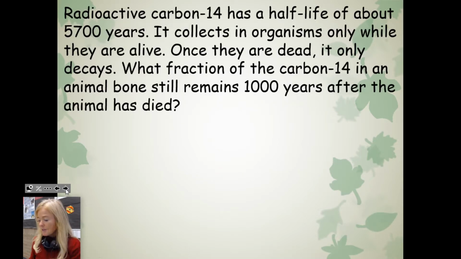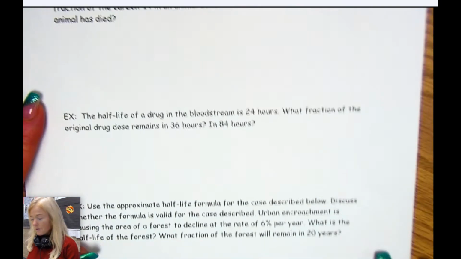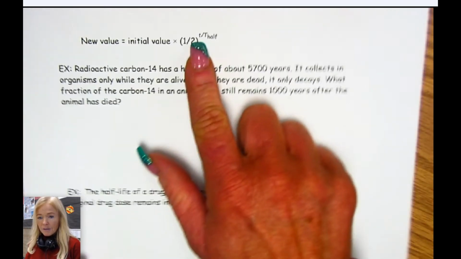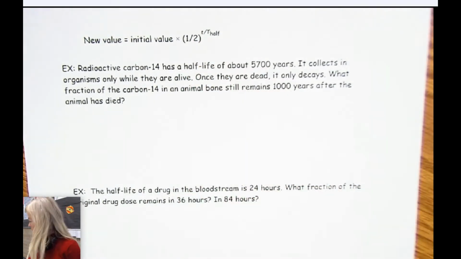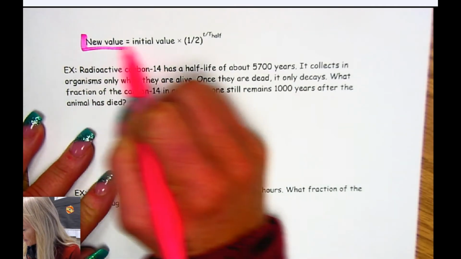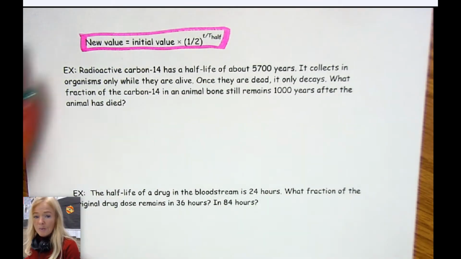All right, first example, and I'm just going to go to my notes page for the 3 examples associated with this new problem. You have the new value is the initial value times 1/2 to the little t divided by half time. Now, that's going to be our formula we'll use most often, so I wanted to make sure I pointed that out.